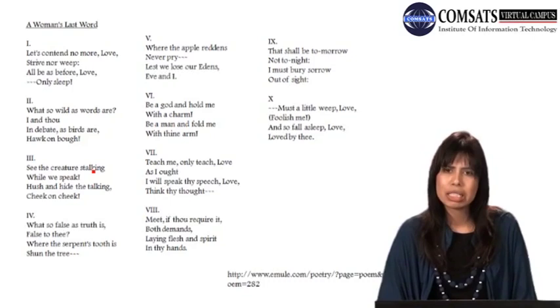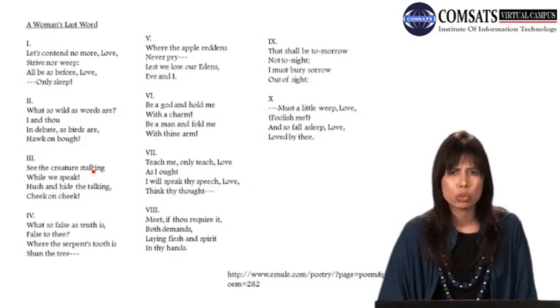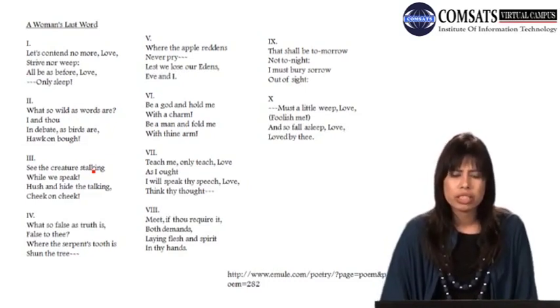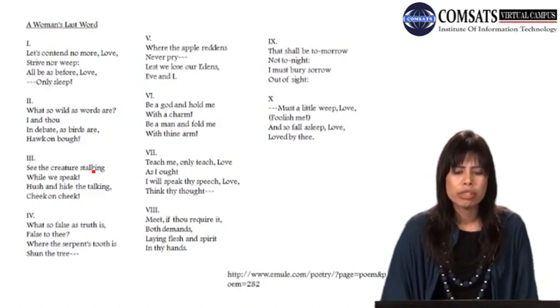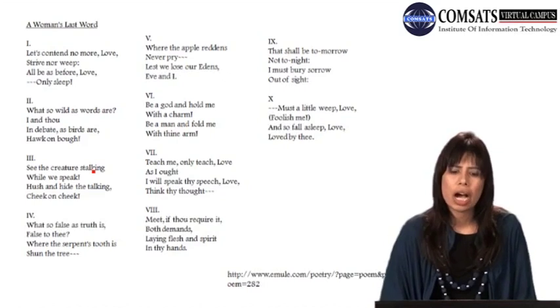So you will have to analyze each and everything by keeping in view the scenario I told you about his life, about the social issues which were going on during that era. So you have to keep in mind. The fifth stanza of the poem: where the apples reddens, never pry, lest we lose our Edens, Eve and I.